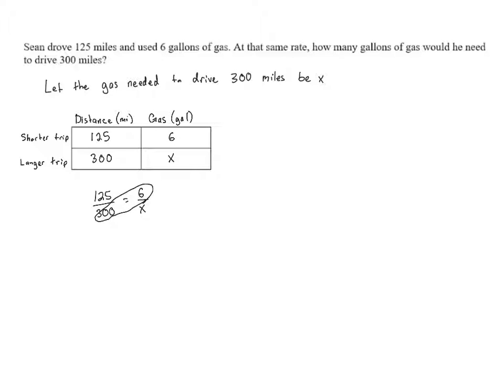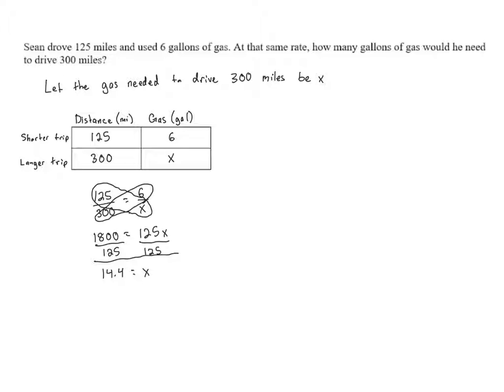300 times 6 is going to be 1800. 125 times X is 125X. Then to get X alone, we have to divide both sides by 125. When we do this division in a calculator, 1800 divided by 125 is 14.4.